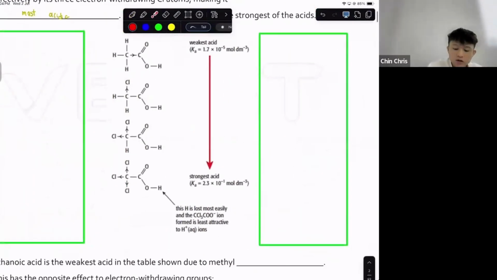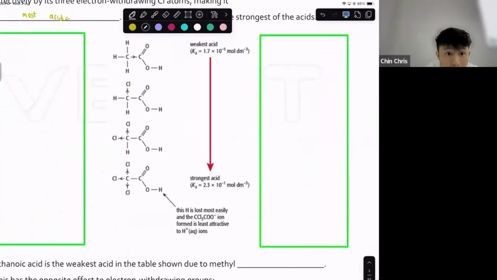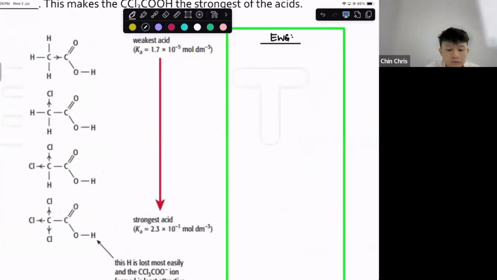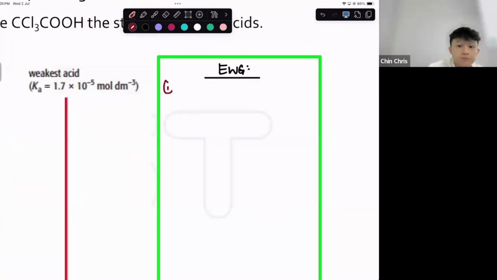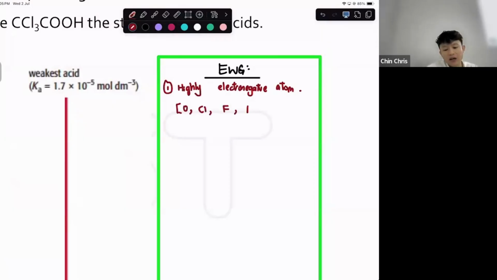Alright guys, now let's look at this part. I want you guys to put down an EWG here. How can you identify what our EWG are? In order for you to have an EWG, you must have a highly electronegative atom, right? Please give me some examples of highly electronegative atoms. Oxygen, fluorine, chlorine, nitrogen, correct.